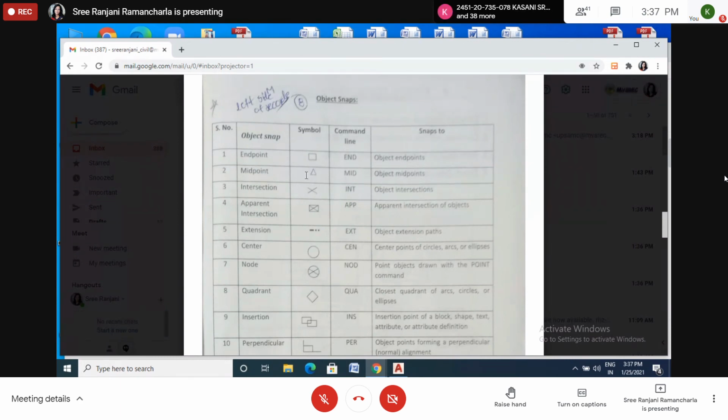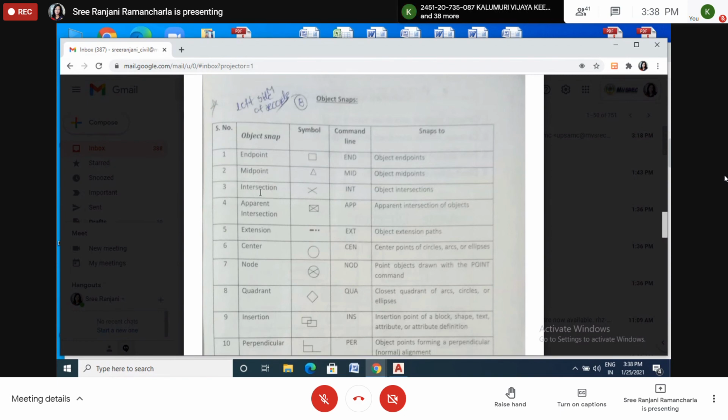Similarly, this one also you have seen. When the triangle comes, it means the midpoint of that line, not the center point. Center is different and midpoint is different. Center means the center of the circle. Midpoint means the midpoint of a line. So when there is a midpoint, it will show a green triangle, right? Midpoint, short term MID, we will get this one.